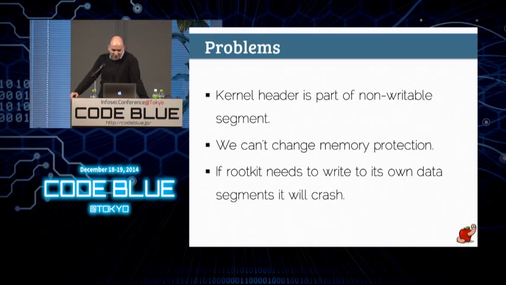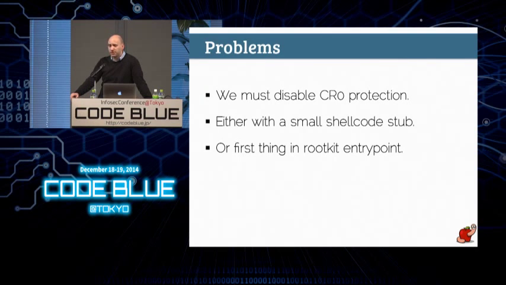Quick overview, problems with this technique. The kernel header is not writable, as I told you. So, for example, you put a rootkit there. If the rootkit has a global variable or some data that it needs to write, you get a kernel panic, because it cannot write there. What is the solution? We cannot change the memory protection because of the page, but we can disable the CR0 protection, because we have code execution. So the first thing that we can execute in the rootkit is disabling the write protection bit, and that's it. And then you can fix the rootkit.